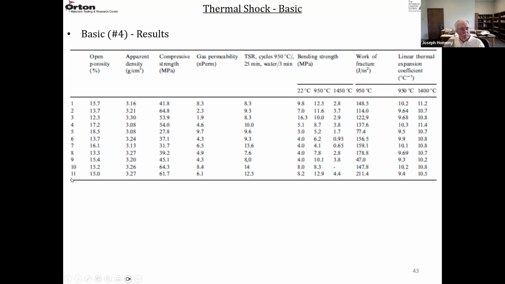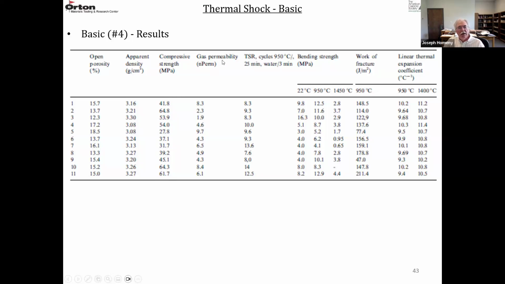So here are the 11 refractories, and they measured a series of other properties. They measured the open porosity, usually around 12 to 15%, and the apparent density in grams per cubic centimeter. They're all around 3.1, 3.2. The compressive strength in megapascals: these are from a low of 27 to a high of maybe 64. So there's a factor of 2 difference.